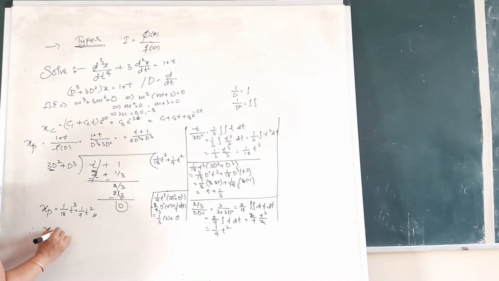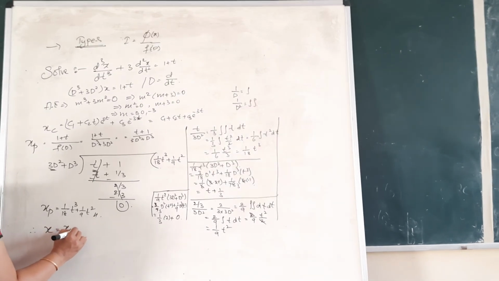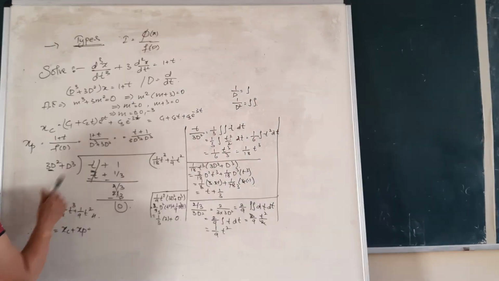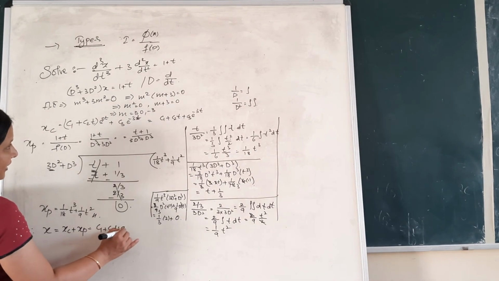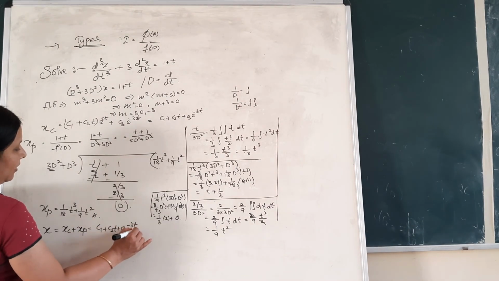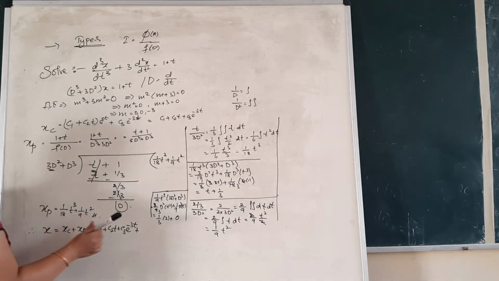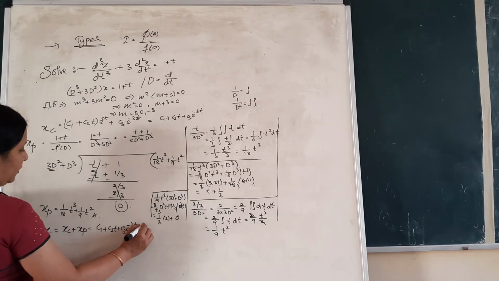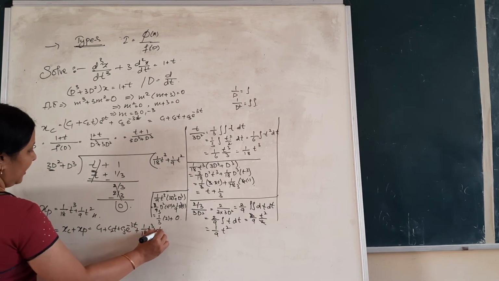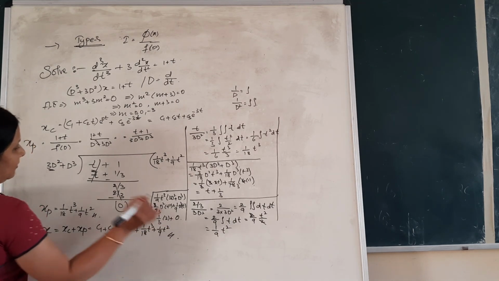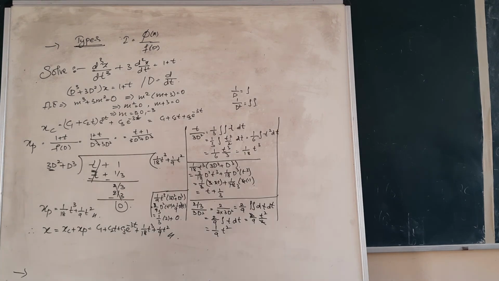Hence, we have the final solution x equals xc plus xp, which is given by xc is c1 plus c2t plus c3 e raised to minus 3t, plus completing the xp part also here, 1 by 18 times t cube plus 1 by 9 times t square. This is the final required solution.